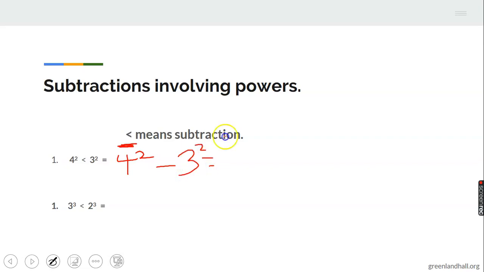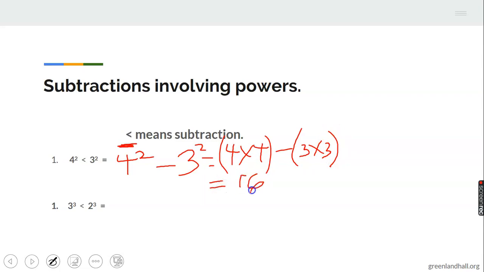So what do we have? 4 raised to power 2 is what? That's 4 in 2 places, 4 times 4. Minus 3 raised to power 2 is what? That's 3 in 2 places, which is 3 times 3. Did you get that? Okay, so tell me 4 times 4 is what? That's 16. Minus 3 times 3 is what? That's 9. So 16 take away 9 is what? That's 7. So this is our answer. Our answer is 7. Can you see that? 16 take away 9.